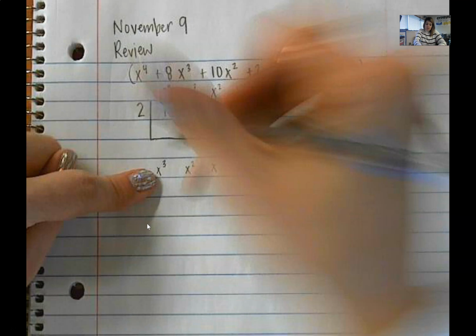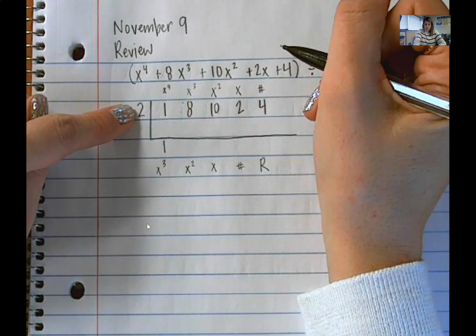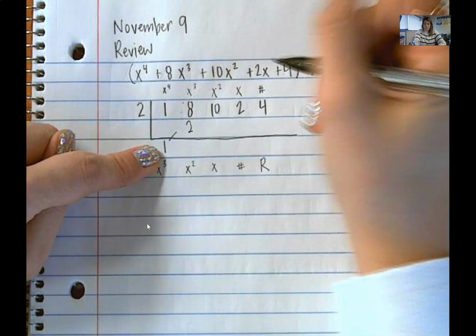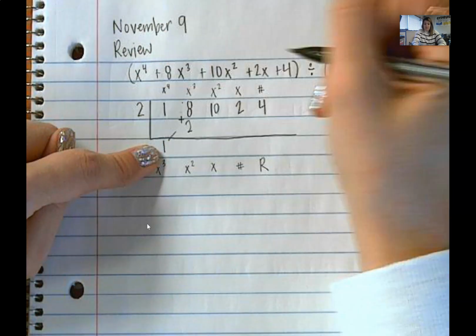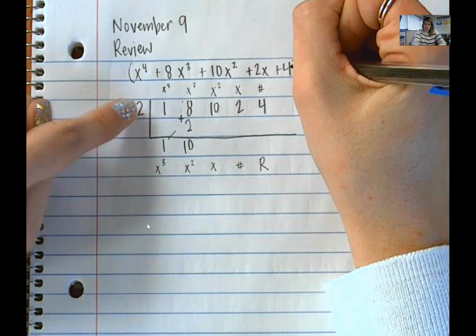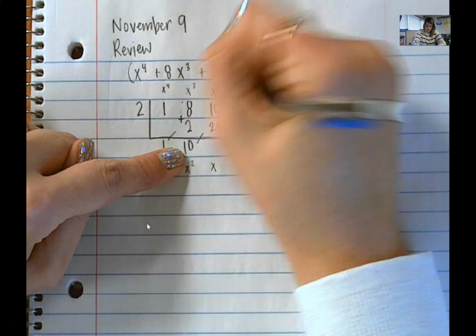We bring this first term down and we multiply it by 2. 2 times 1 is 2. We put that in the house. Then we add. 8 plus 2 is 10. 2 times 10 is 20.